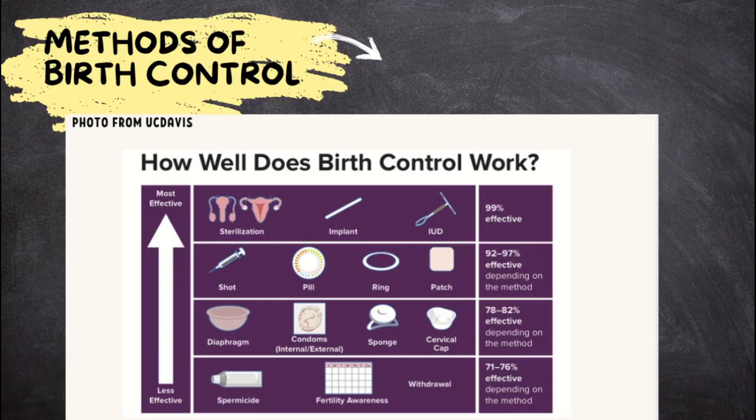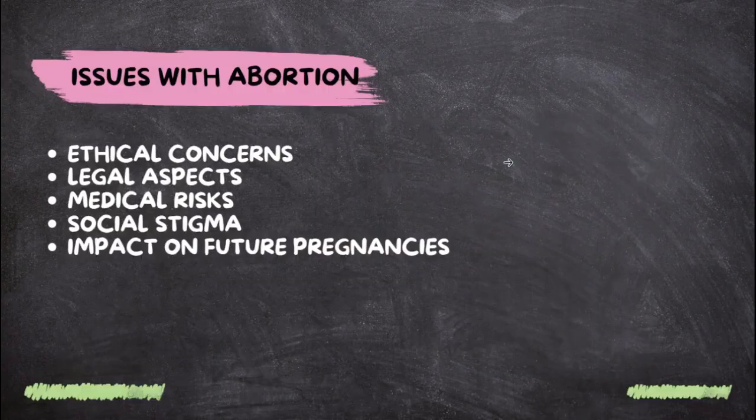Then at the top, which is 99% effective, we have sterilization, which is where somebody would get their tubes tied, then the implant, and then the IUD, right? I think the implant goes in the arm, and the IUD, I don't remember how that goes, but you get the point. Those are the most effective, and obviously abstinence is also the most effective.